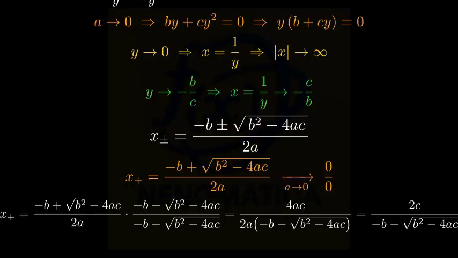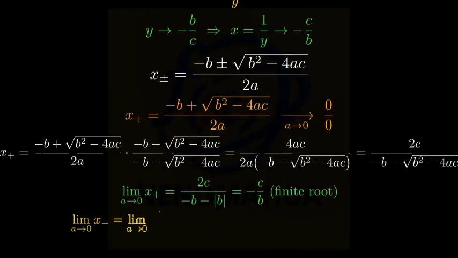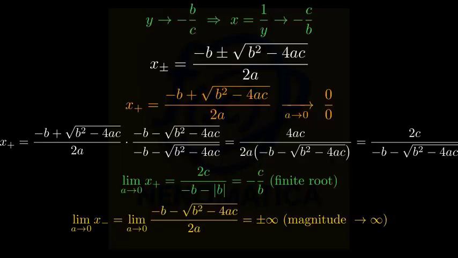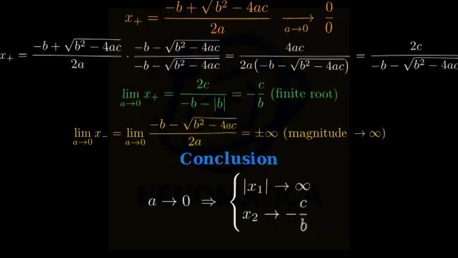As a approaches 0, the square root tends to the absolute value of b, so the expression tends to minus c over b. The other branch over 2a blows up in magnitude, giving the infinite root. Conclusion. We have shown, first by substitution, and then by the quadratic formula, that as a approaches 0, one root of ax squared plus bx plus c equals 0 diverges in magnitude, while the other approaches minus c over b.